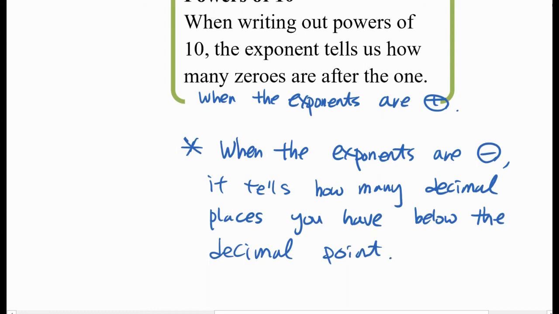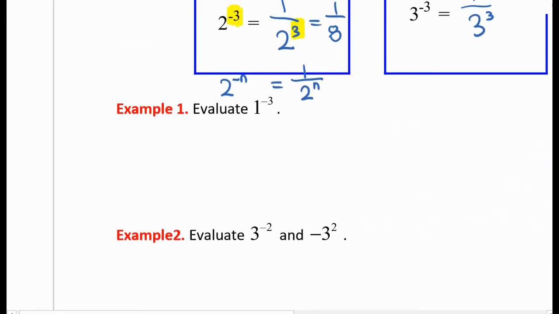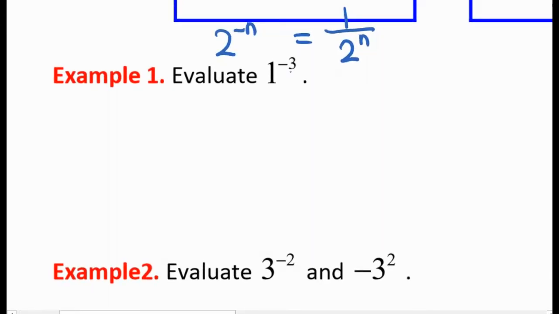Alright everyone, let's move on. So 1 to the power of negative 3. So you have to flip 1. Let's flip 1. That is just 1 over 1. When you flip 1, 1 is 1. So 1 over 1 and make the exponent positive. So that is 1 over 1. The answer is 1.